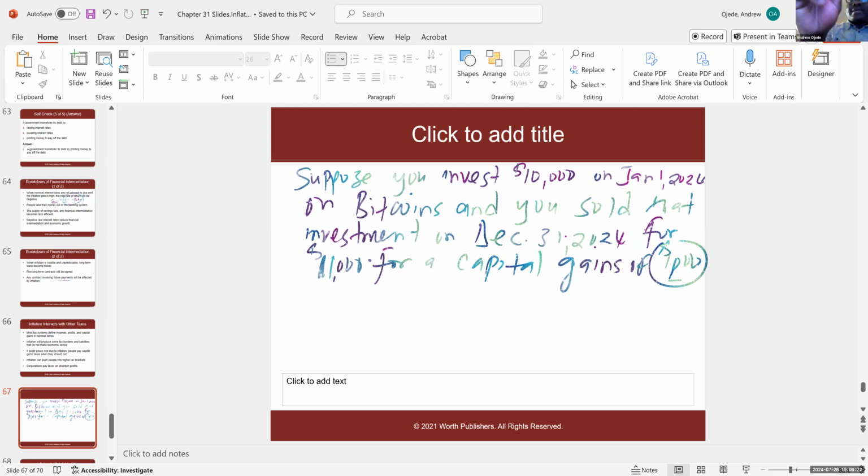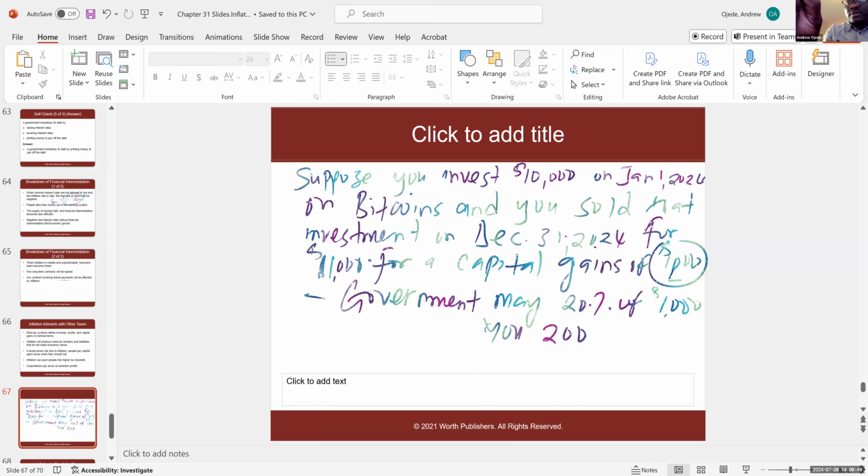So the US government might say, government may tax 20% of that $1,000. Which means you owe what? That means you owe $200 to the US government. You owe $200 in taxes. When you file your taxes next year, April 15th, the tax filing deadline, you need to report that income and pay that $200 in taxes.